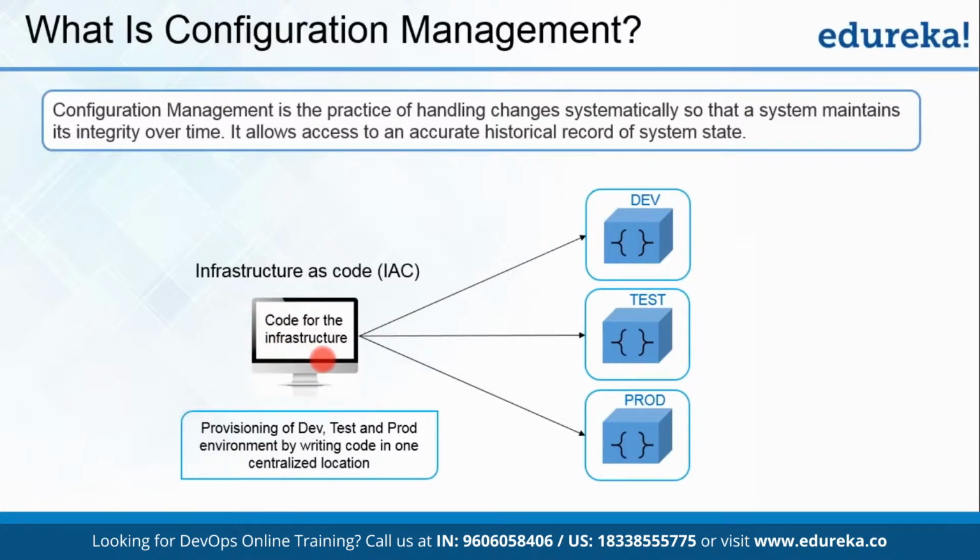Now the third problem was there was variation or inconsistency between various teams like the dev team, test team and product team. The computing environment was different in dev, test and product. But with the help of infrastructure as code, all your three environments, that is dev, test and product, have the same computing environment. So I hope we are all clear with what is configuration management and what is infrastructure as code.